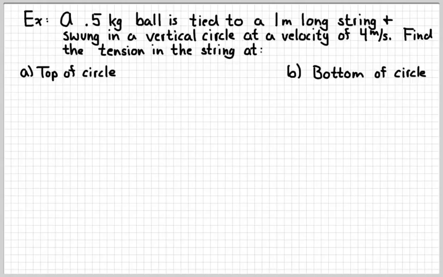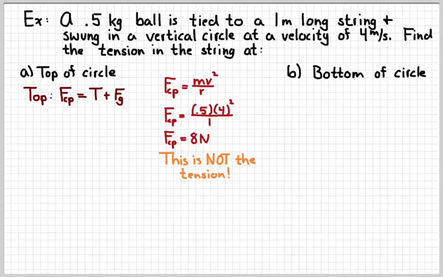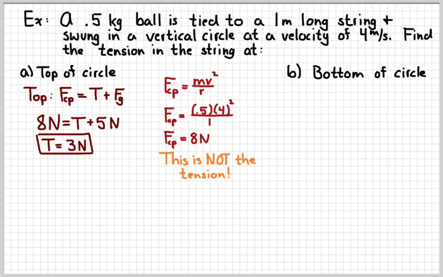Now the tension is not a centripetal force. It's part of the centripetal force, but we also have to include gravity. So if we just calculate the quantity mv squared over r, and we get 8 newtons, we have to realize this is not the tension. This is the vector sum of tension and gravity. So at the top of the circle, that 8 newtons is equal to tension plus gravity. Putting in numbers, if we subtract the 5 newtons from both sides, the tension has to be 3 newtons.